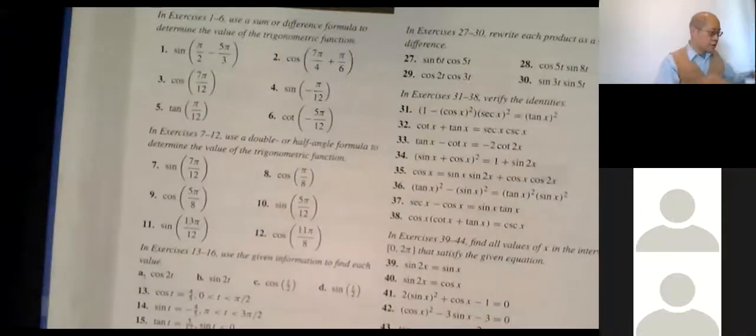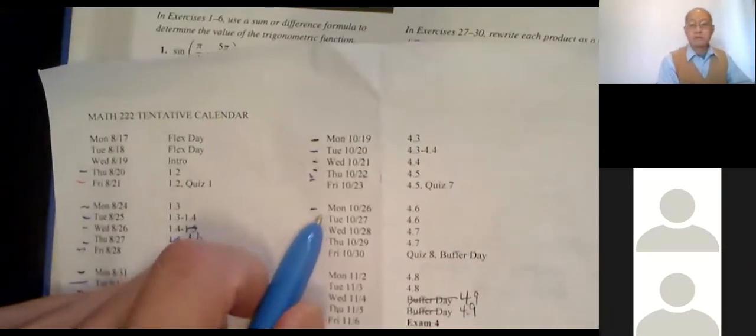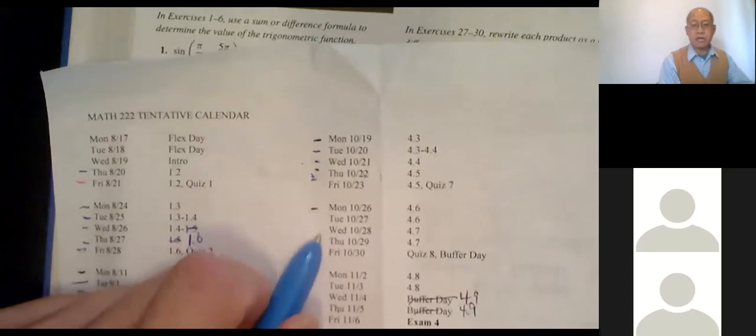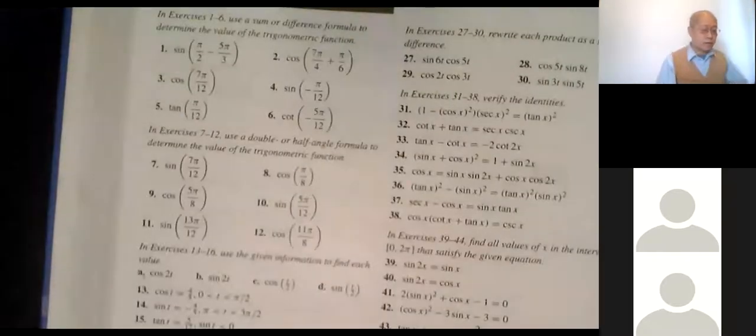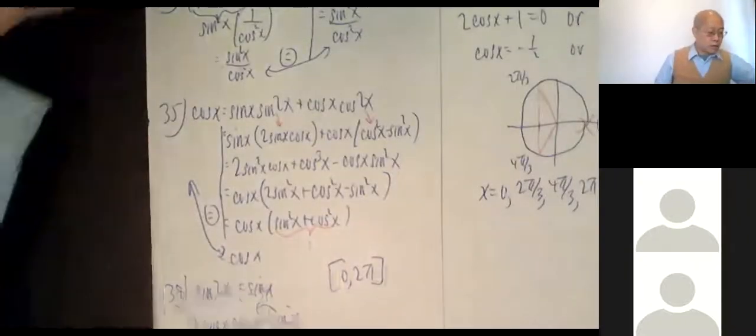Okay, so let's check our calendar again. Calendar-wise, I was supposed to only be on 4.6. So again, I'm a day ahead, but I forgot to put down 4.9 here, so maybe I'm not as far ahead as all that. Okay. All right, so tomorrow I'll do the last couple problems from this section and start a new section.